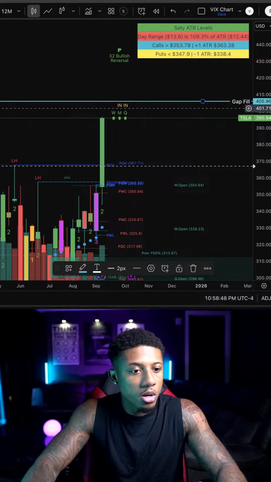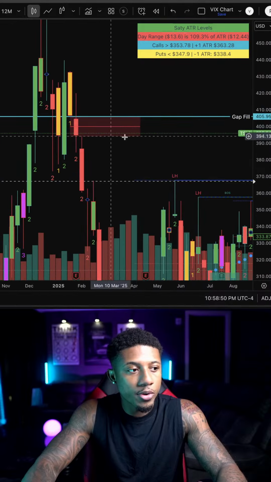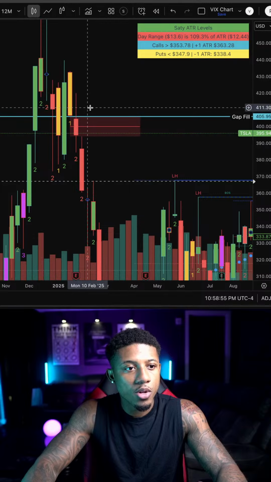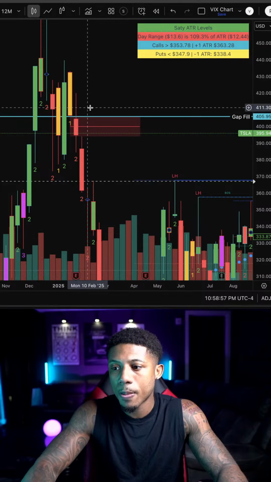So you're going to mark out this gap. Where do I see this from? Over here on the left. There's an open space where there were no buyers. The blue dots are my VWAP.